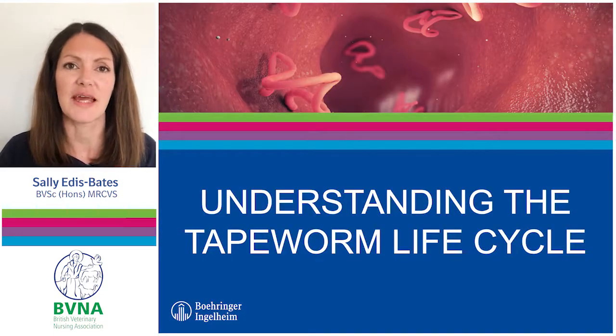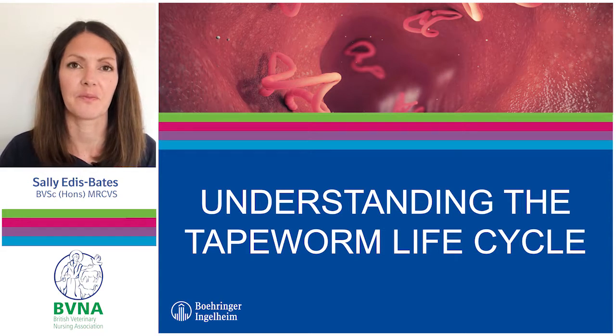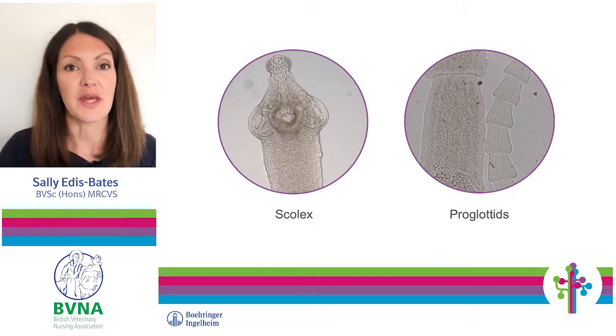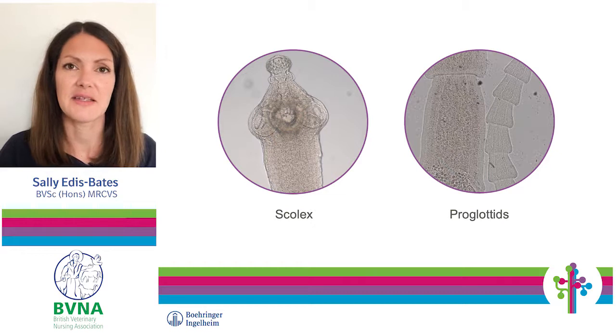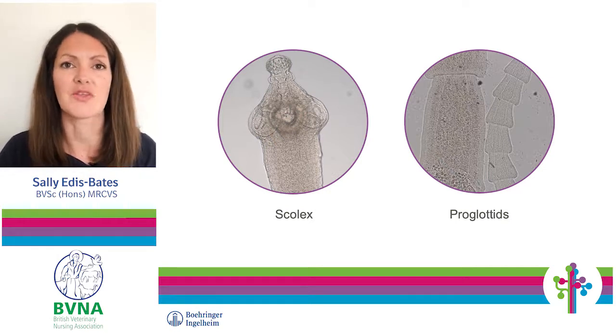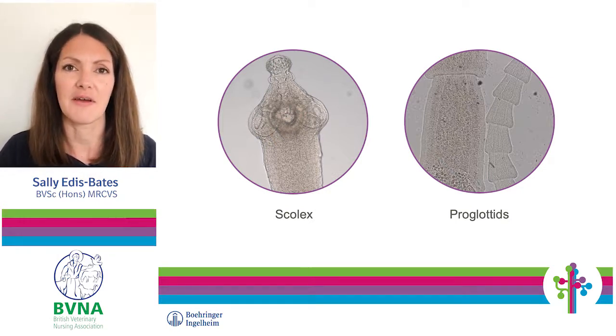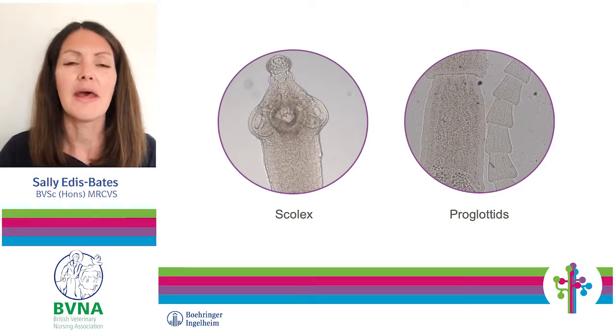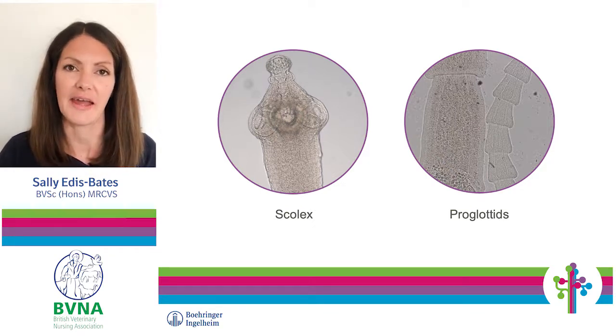So let's move on to the tapeworm life cycle. So tapeworms live in the intestines, and unlike roundworms, they have a flattened appearance. They have a head called a scolex, and then they have a series of rectangular shaped segments called proglottids, and it's these proglottids that contain the eggs.